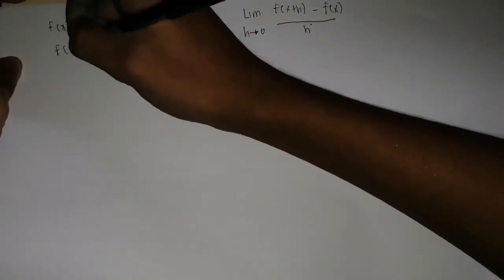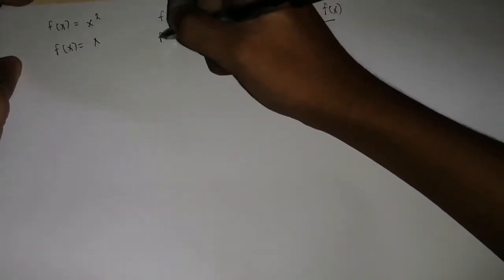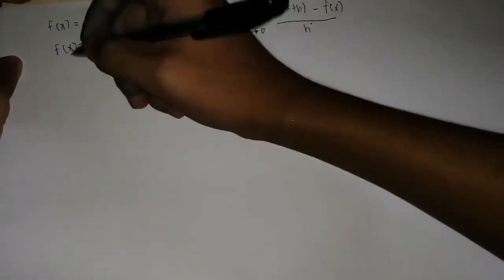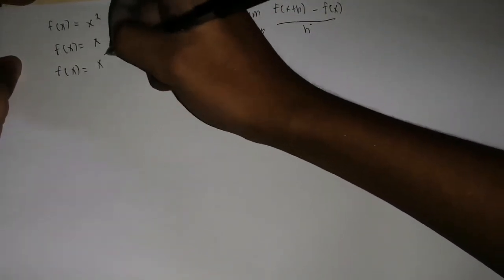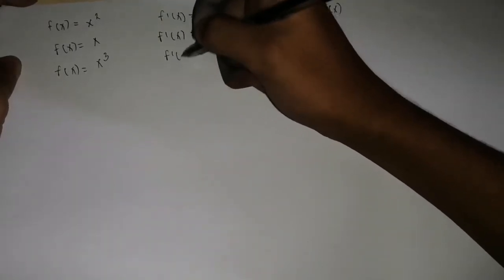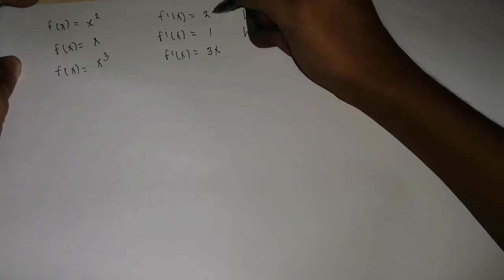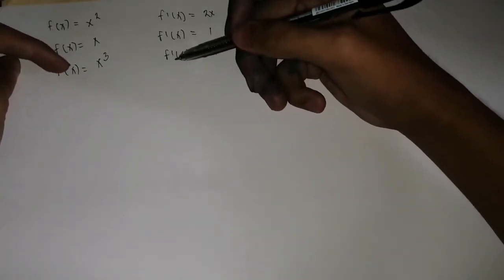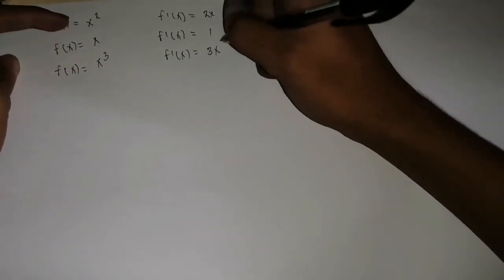what if the question is f of x equals x, what is the derivative? The derivative of x is 1. Then, f of x equals x squared, the derivative is 2x. I made a mistake here. Then the derivative of f of x equals x raised to 3 is 3x squared.